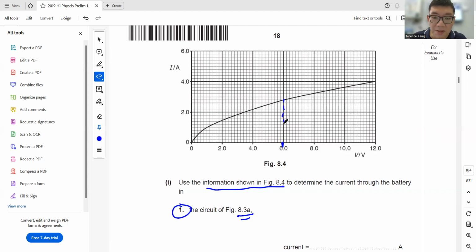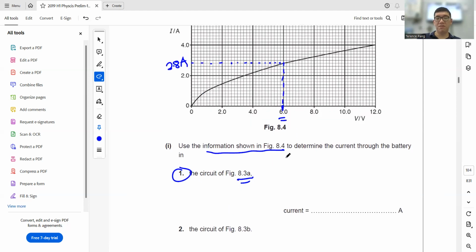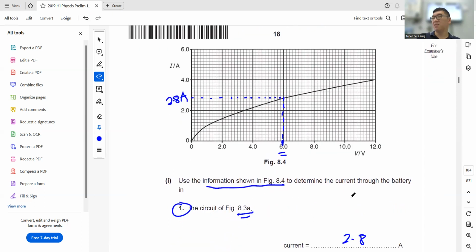Use the good old graphical method. Draw dotted lines up. Very traditional way, the method you have learned since Sec 1, I guess. 2.8 ampere. Since both of them are 6 volt, straight away it's 2.8 ampere. So this one is done. Graphical method.